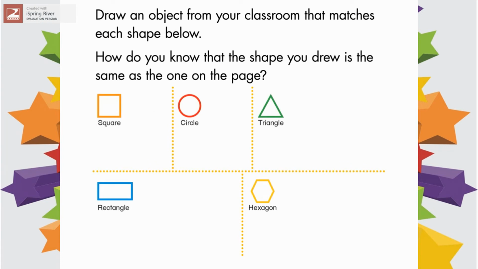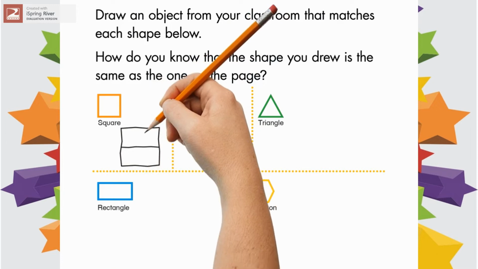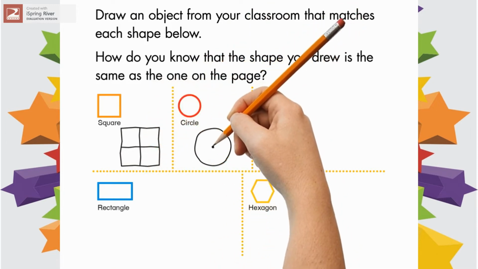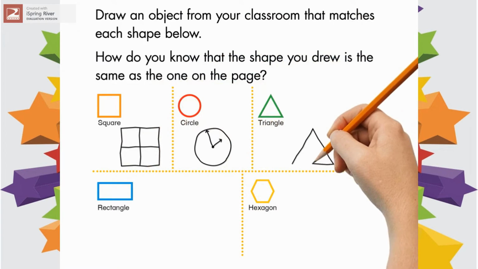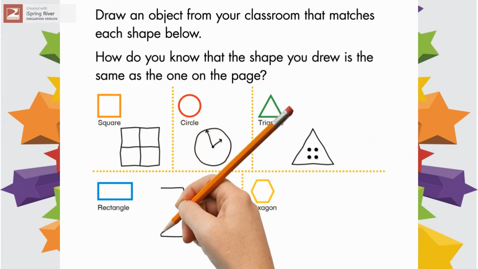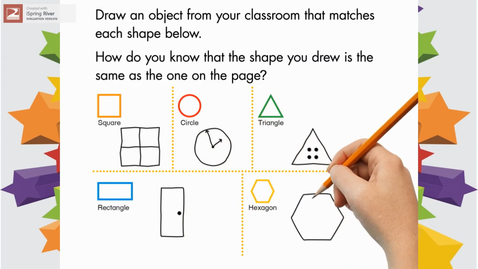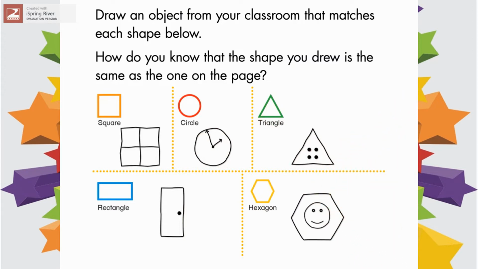In this problem, students are asked to find classroom objects that are the same shape as given two-dimensional shapes. This problem is key because students must consider the attributes that define the two-dimensional shapes and make them different from one another. Listen and look for students who draw objects that match each shape, but who have difficulty explaining why the shapes they drew are the same as the geometric shapes. Some students may say that they just know the shapes are the same, or they may say that an object is a certain shape. For example, they may say that the window matches the square because the window is a square.